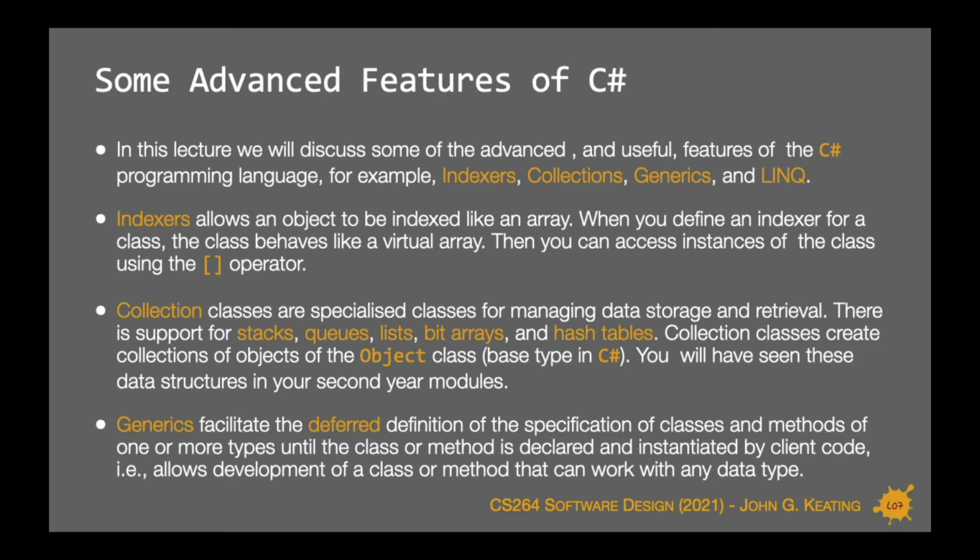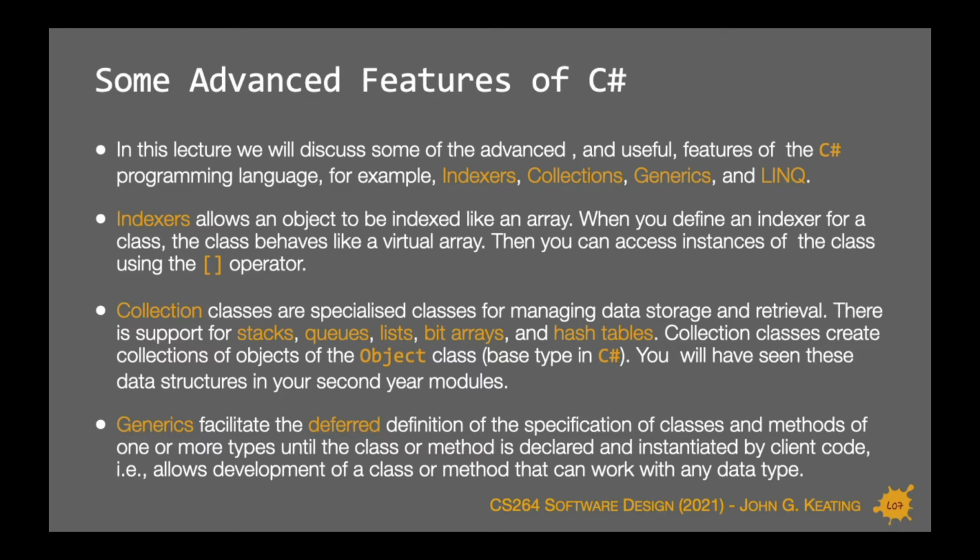So what's an indexer then? An indexer allows an object to be indexed like an array. Okay? Because we know arrays, and it's nice, because a lot of the time we have collections of stuff and we want to be able to say, give me the 5th item in this collection. Or we want to specifically name an item. So how do you index and organize collections? Indexers are really good for that. So you can define an indexer for a class, then the class actually behaves like a virtual array. It isn't an array, but it behaves like one.